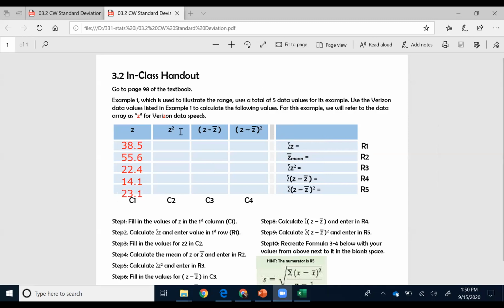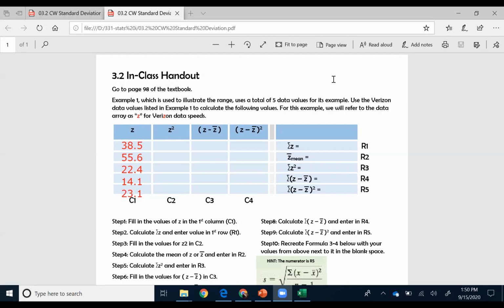Now for Z squared. Actually, I'm looking at y'all's faces, trying to see if anybody put anything in chat. All right. Now what y'all need to do, we got the values of Z for the Verizon data. We're going to square every last one of those values. So to square, we're going to take 38.5 and square it. If you don't have a fancy calculator, squaring is nothing more than that number multiplied by itself. So if you don't know how to do squaring on your calculator, you can type in 38.5 times 38.5, and that's going to give you a value.